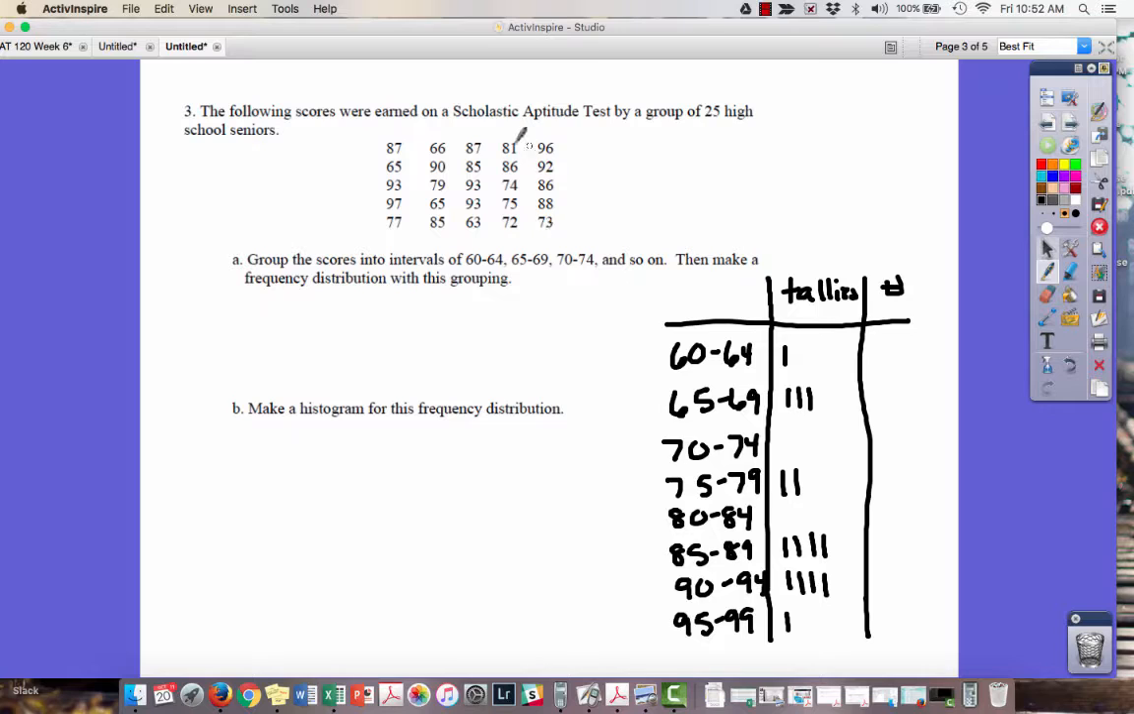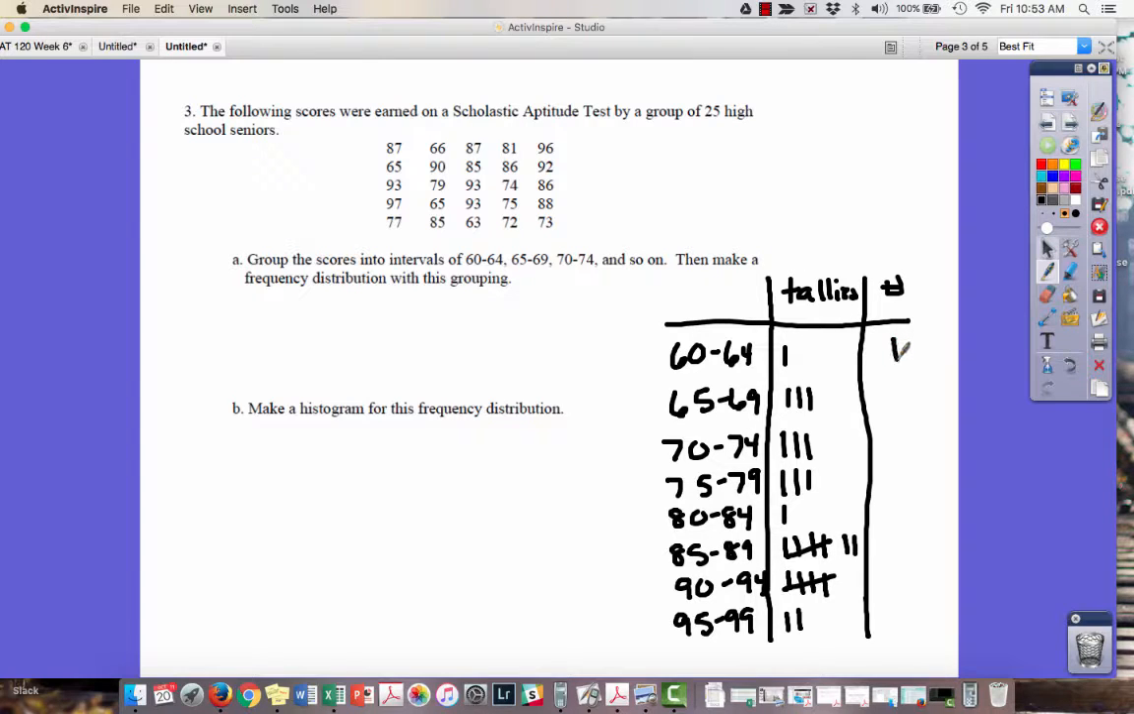63. In the fourth row, I'll get 81, 86, 74, 75, and 72. And then the last row, 96, 92, 86, 88, and finally 73. And hopefully I didn't miss anything.